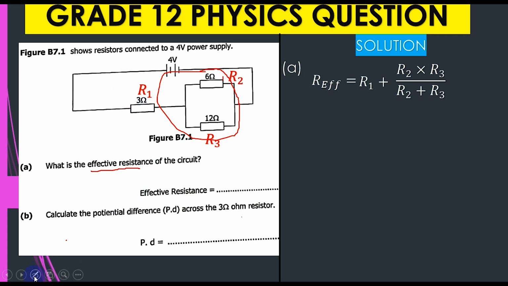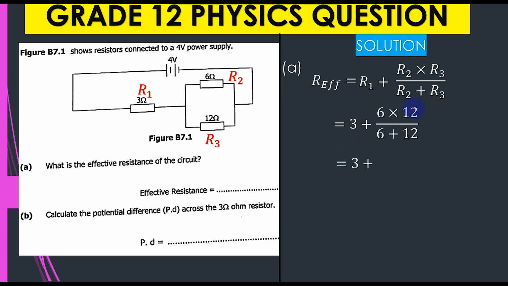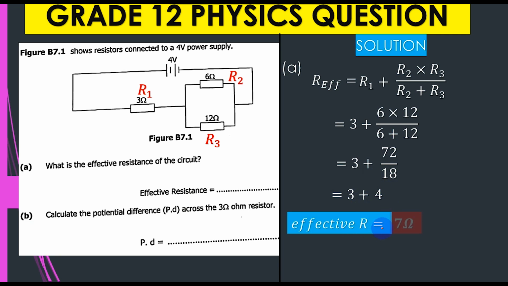All right, so let us substitute our values and then solve. R1 is 3, then we have 6 times 12 over 6 plus 12. 6 times 12 is 72, then 6 plus 12 is 18. Here we can divide; 18 goes into 72 without a remainder, so we have 4. Then we add. So our final answer for the effective resistance is equal to 7 ohms.